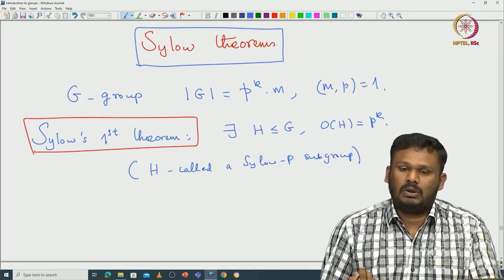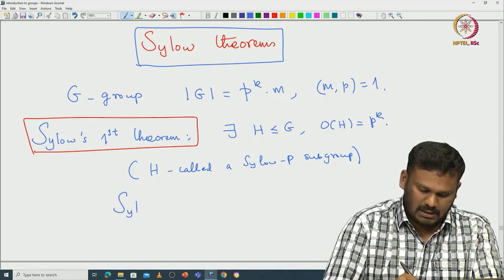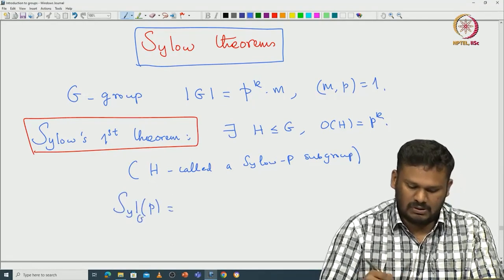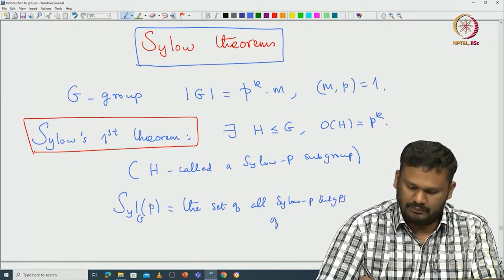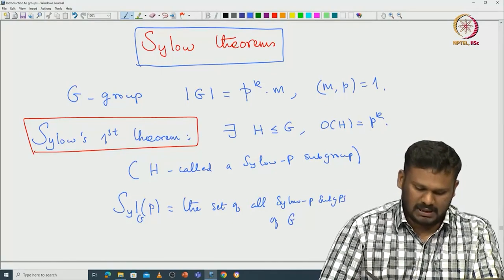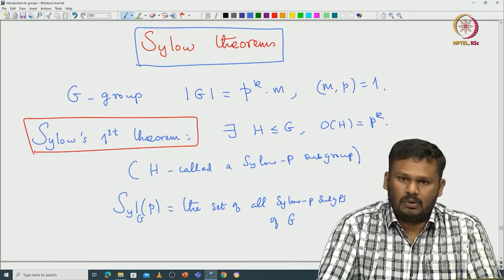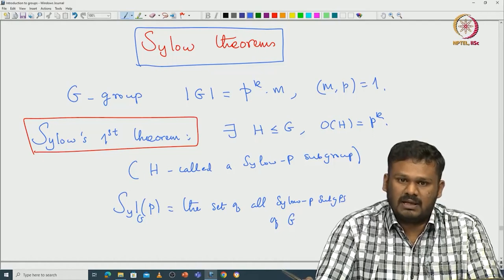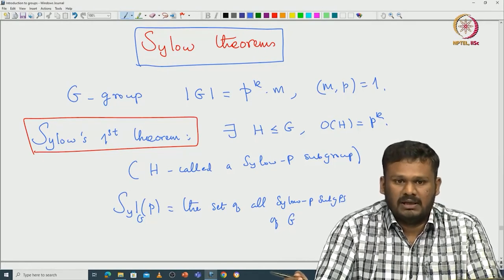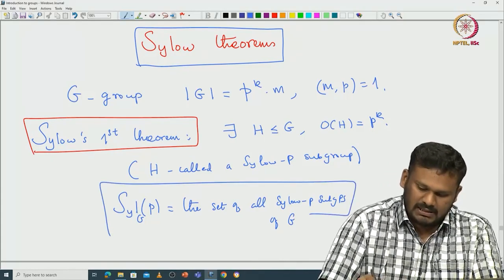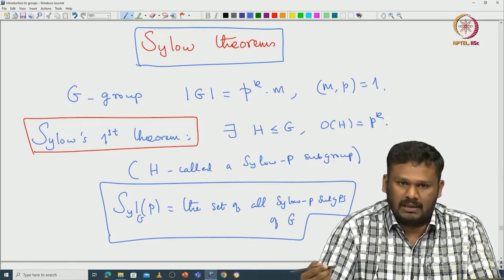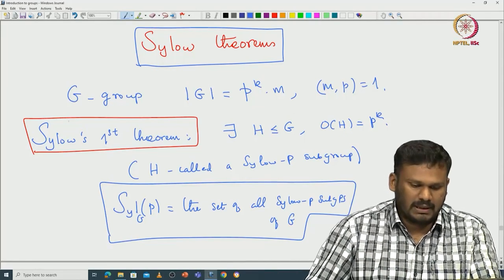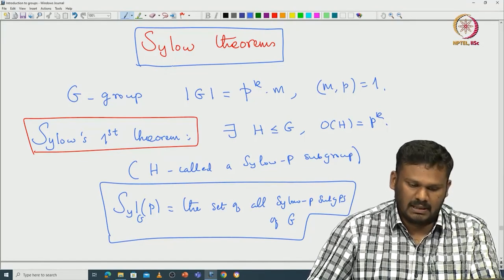Note that we can denote by capital Syl_P(G) the set of all Sylow P subgroups of G. Then we proved this is a non-empty set. Since G is a finite group, there are only finitely many subgroups of G, so this Syl_P(G) is a finite set. We are interested in understanding the cardinality of this set, and what relationships there are between the elements of this set. That is what is guaranteed in the second and third Sylow's theorems.